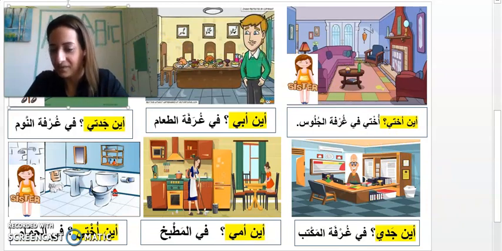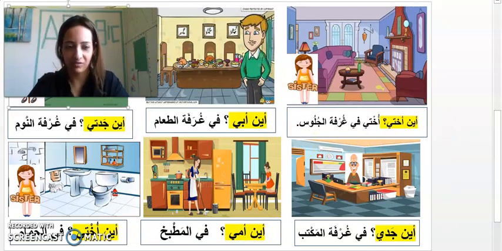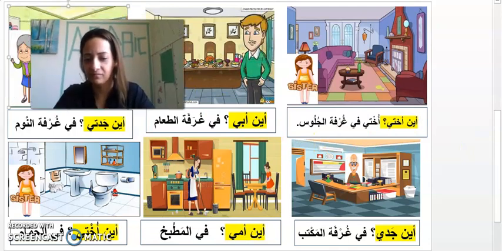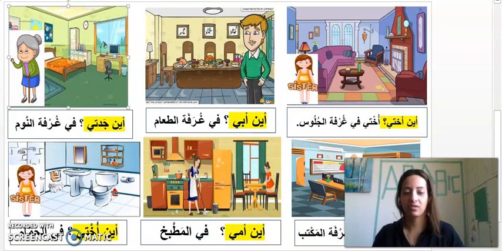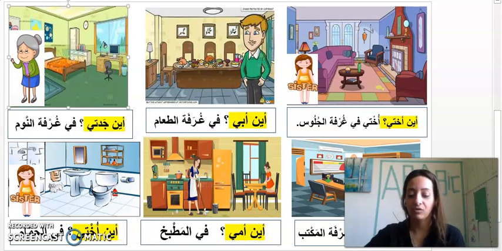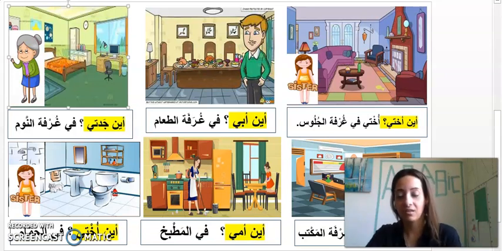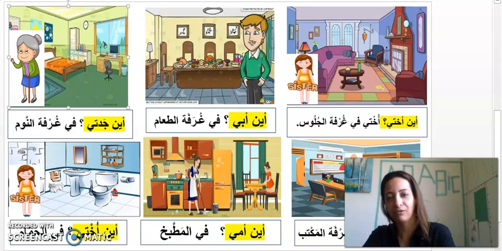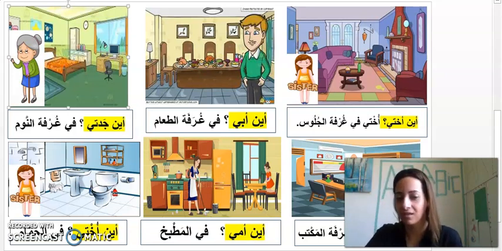Now we finish our task for today. We'll make revision for the family members which we studied before, and for the rooms in the house. Please, when you finish writing your task, send it to me so I can correct it and tell you your mistakes if there are any, but I know there can be no mistakes. Okay.